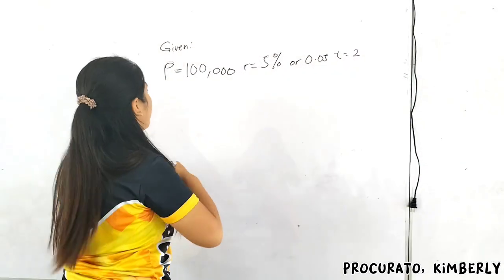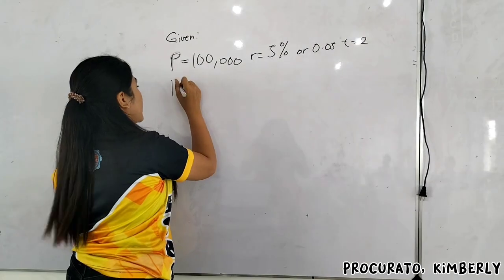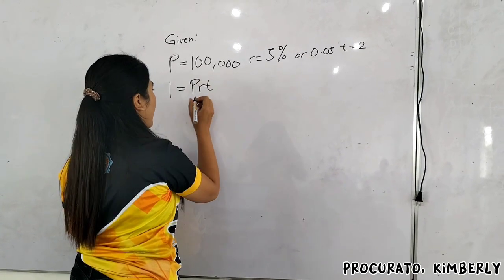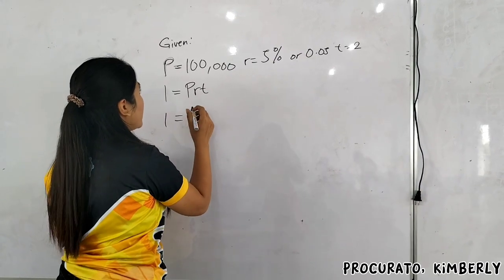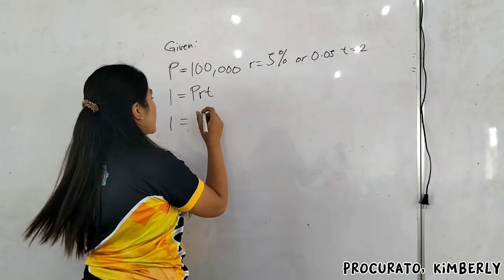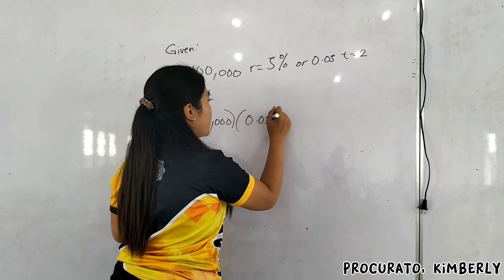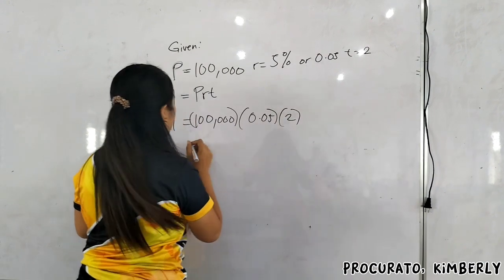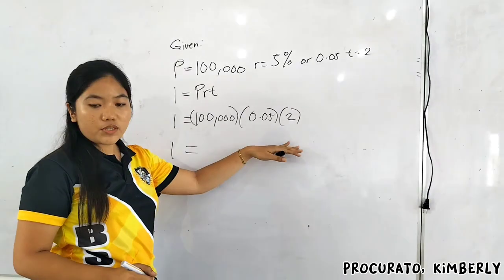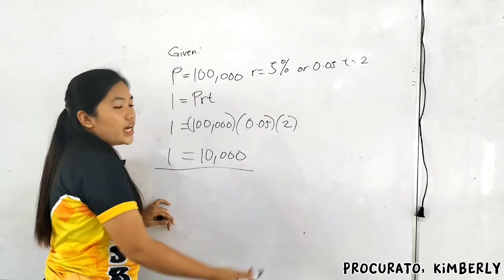So the formula we should use in this problem, first, for the interest: Interest equals P times R times T. So for P, we will substitute. P is 100,000, R is 0.05, then the time is 2. So 100,000 times 0.05 times 2 equals 10,000. So this is our interest.